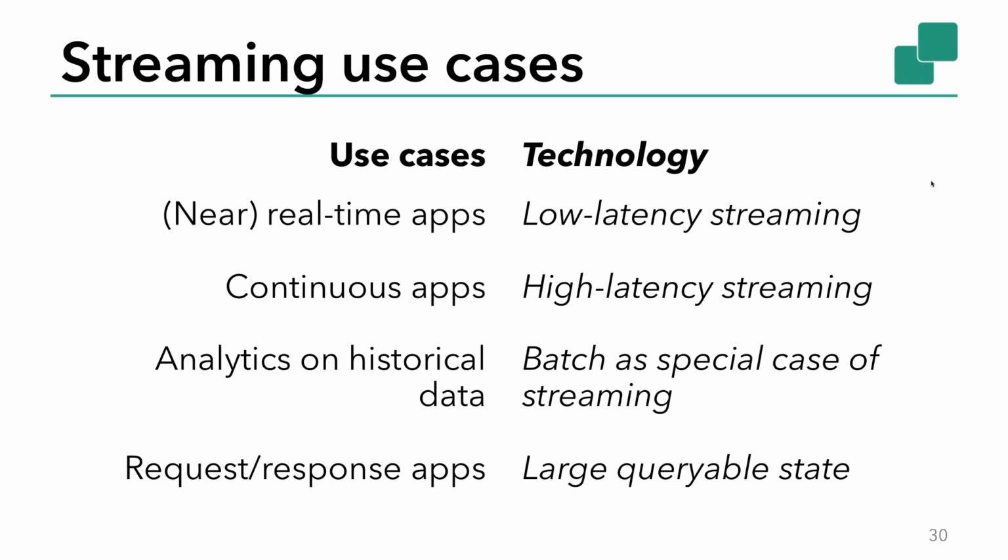Analytics on historical data is covered by what we call nowadays batch processing, but there's no real reason not to analyze historical data using a stream processor. It can actually be better and easier to use one system for both. And the final one is request-response applications, applications that query databases. These are very interesting for stream processing, especially when we talk about large state in the stream processor that is queryable from the outside.